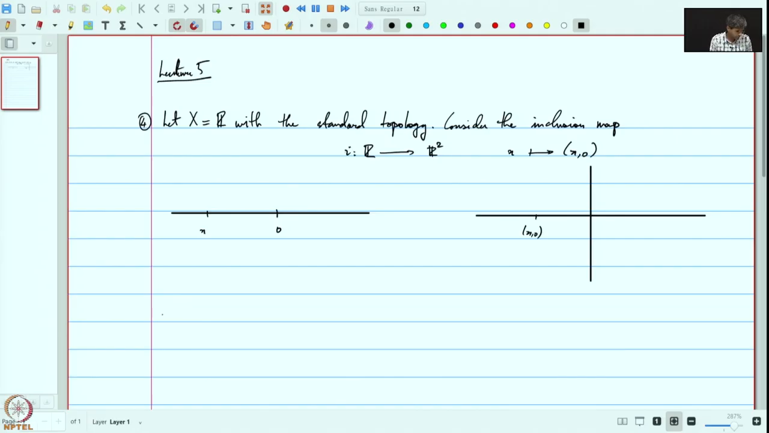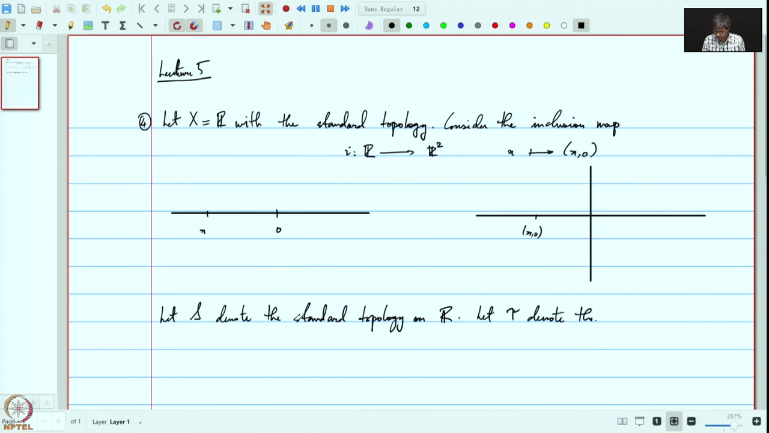So let S denote the standard topology on the real line, and let tau denote the standard topology on R2. Okay, so let Y be equal to the image of I. So Y is simply the x-axis, and we can identify the real line with Y, and we can put the subspace topology on Y.